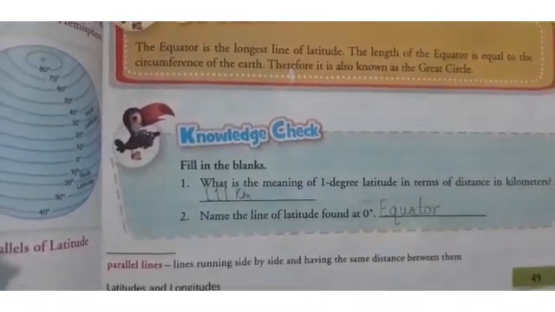Equator. So these are the answers of this knowledge check. Now come to page number 51. Again another knowledge check. This is again fill in the blanks. First is name the lines that divide the earth into eastern and western hemisphere. Which line divides the earth into eastern and western hemisphere?